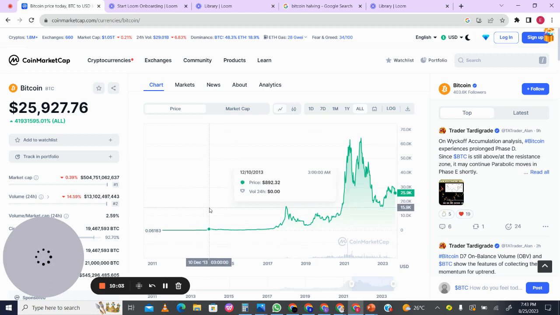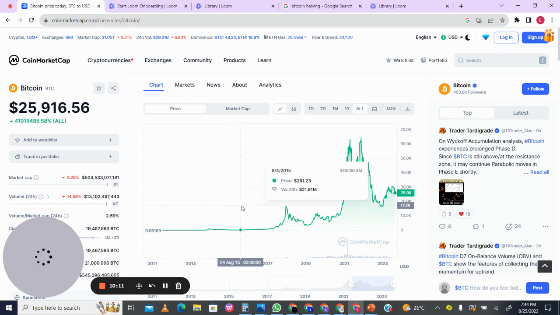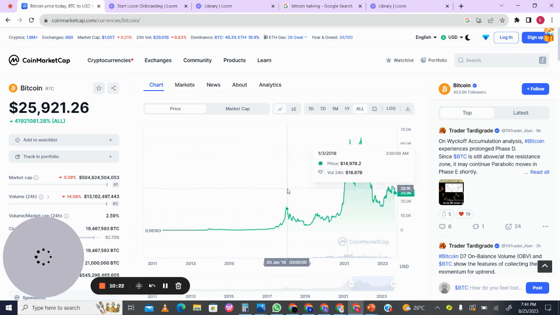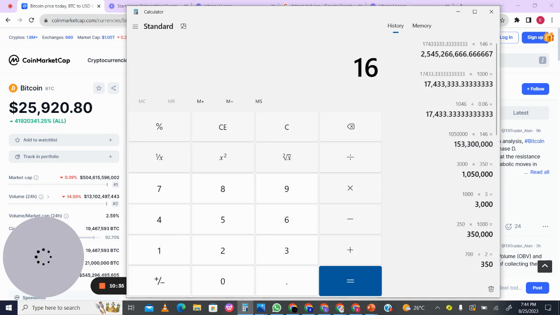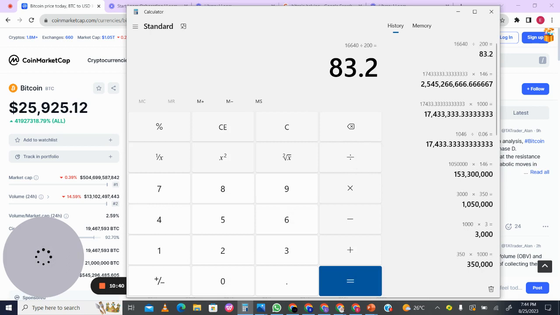Now, from $1,000, guys, it dived down to $200. And from $200, the second wave of Bitcoin halving happened in 2017. Bitcoin went as high as $16,642. How many times did it grow? 16,640 divided by $200. Bitcoin went up 83 times.